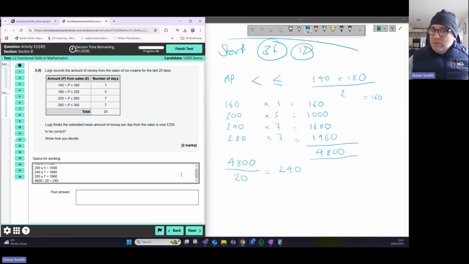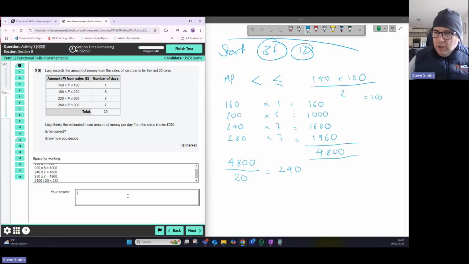So we've got two, and again, it's worth 2 marks. So once you know what the midpoint is, you're demonstrating that bit of knowledge, and then you're adding up all your totals here, which we've got down to 4,800, divided by the total number. So straight away, this frequency table, is he correct? No.